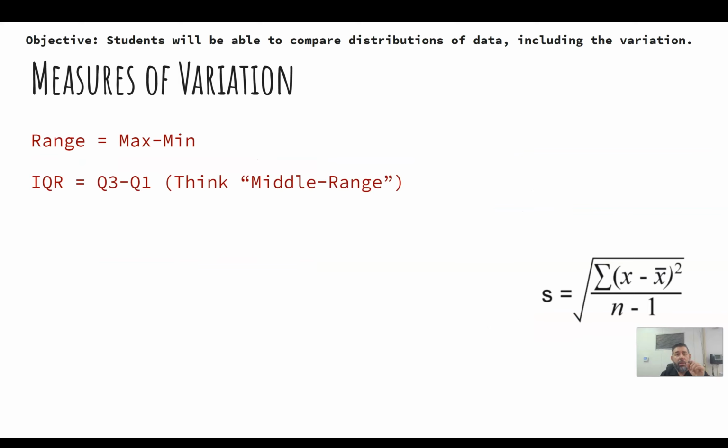What else can you do? You can describe the measure of variation by the IQR, which is called the interquartile range. Think of it as the middle range. It's the first quartile, which is the 25th percentile, and the third quartile, which is the 75th percentile. You're going to subtract those numbers, and you're basically going to get the middle 50% range.